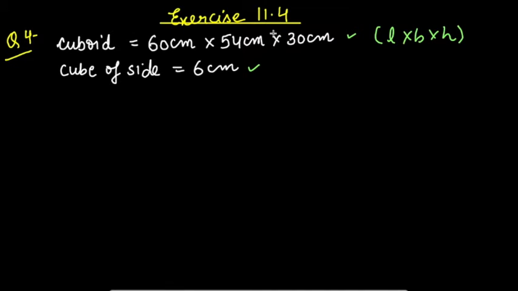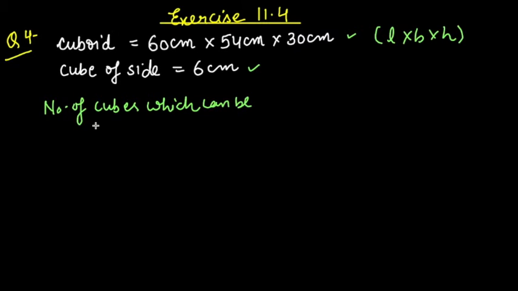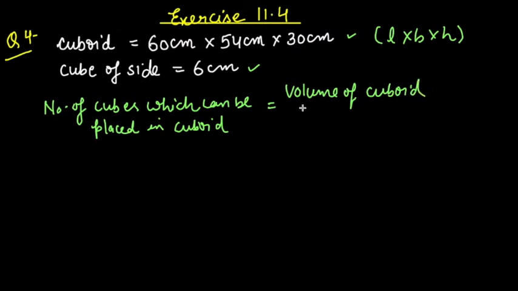So how do we do that? We have to calculate the number of cubes which can be placed in the cuboid. How do we calculate? If I divide the volume of the cuboid by the volume of the cube, I will get to know the number of cubes which can be placed in the given volume.